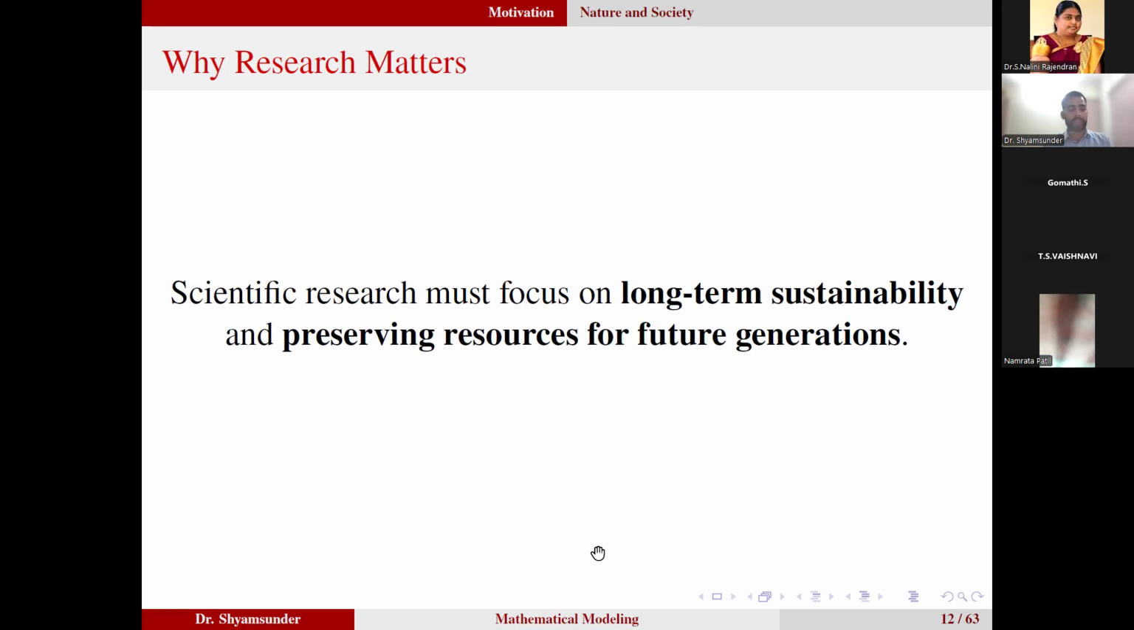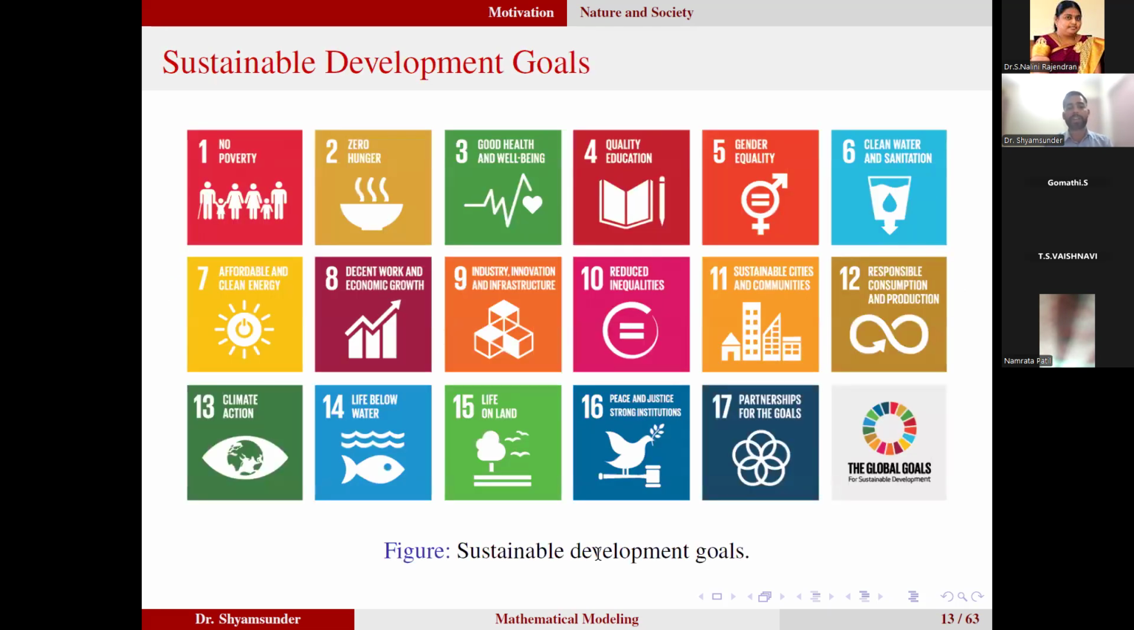Then the Paris Climate Agreement developed the 17 goals of sustainable development. The first is no poverty, the second is zero hunger, and so on up to 17 goals. Most important are the first, the second, and the fourth, but all 17 goals are important. The 17th is partnership for the goals, and the 16th and 17th are mixed.